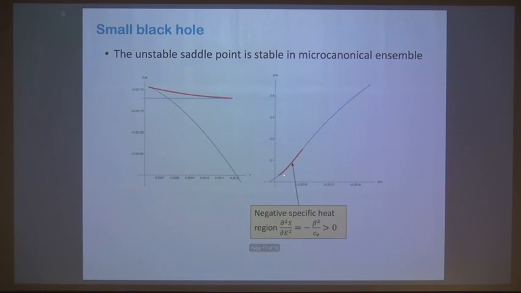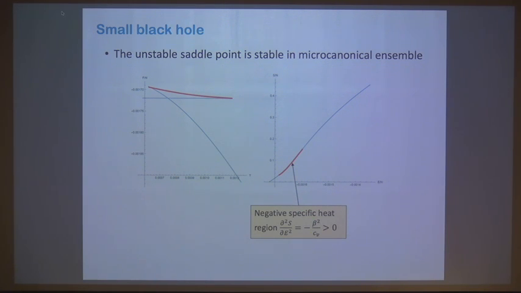But now if you plot the energy and entropy of the solution, which is suitable for the microcanonical ensemble, as a function of that one parameter, you see it's monotonic, which means there is a region of energy where you have this unstable saddle point. Now it's stable in the microcanonical ensemble, and that part of the curve has a negative specific heat.